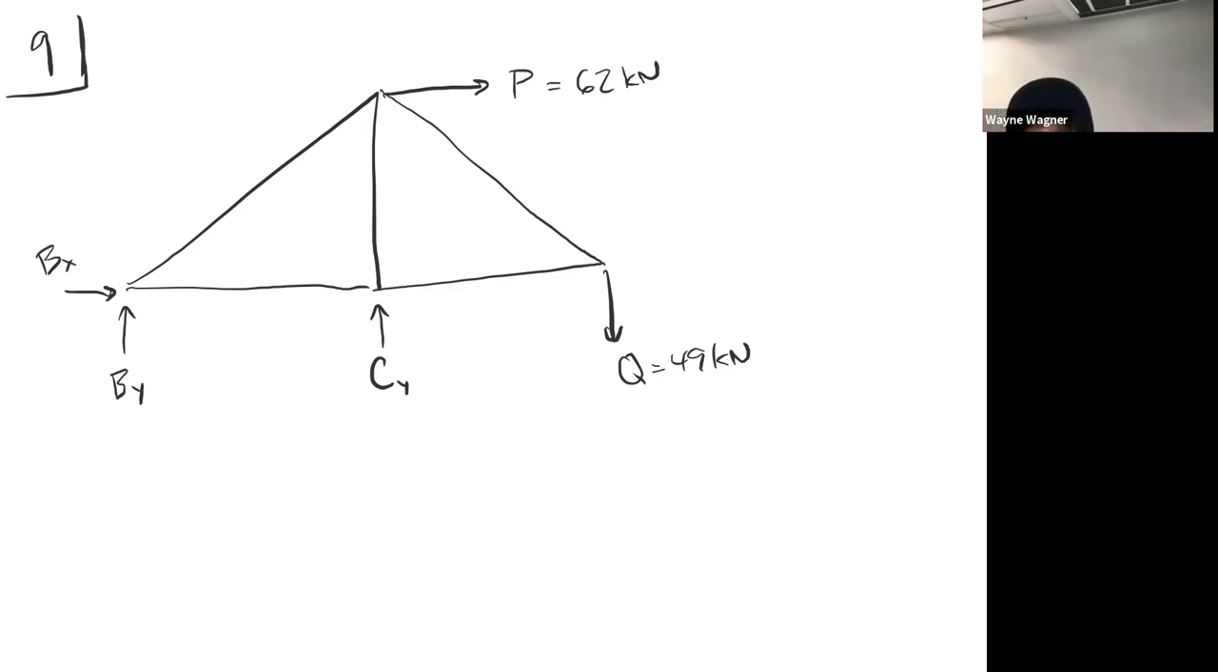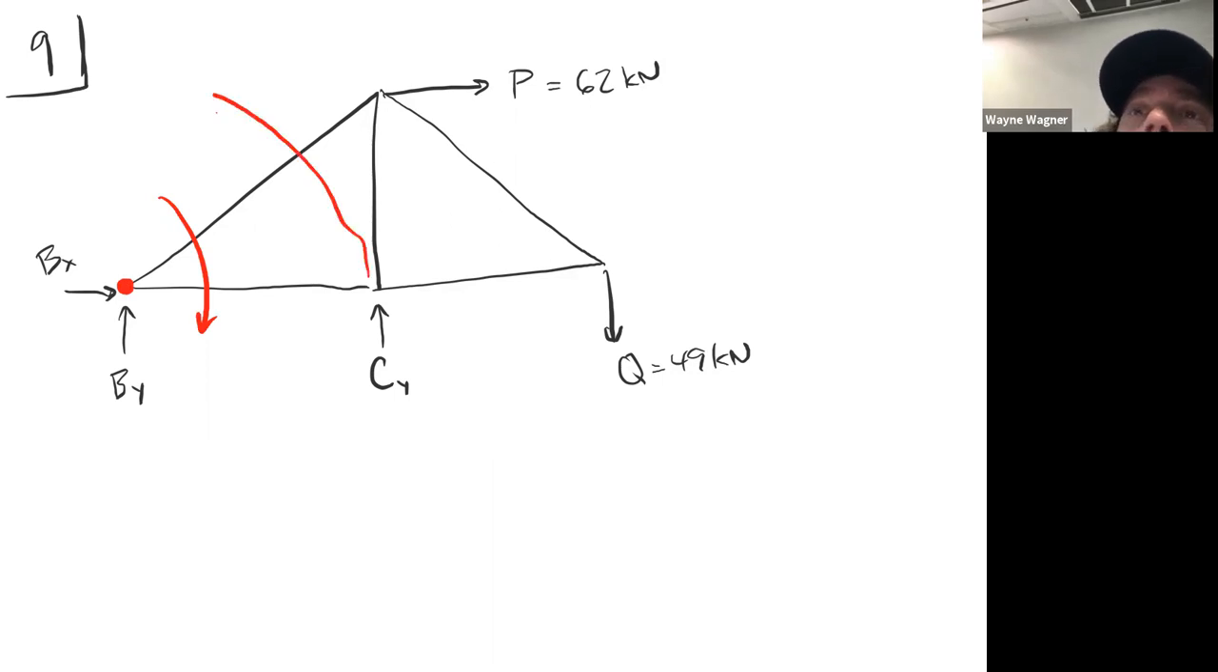first thing I want you to recognize right now is that CY is going to be up. Hopefully you can see that, because if you were to imagine putting your pin right here, P and Q are both causing this thing to rotate around that joint in this way. So CY is going to have to push against those and make it rotate that way. Okay, so that's the first thing that you should be able to see.